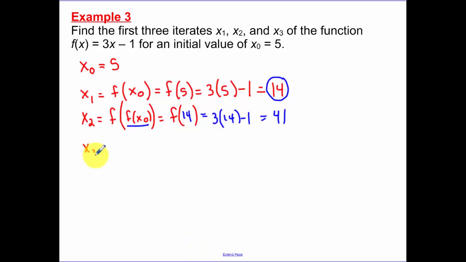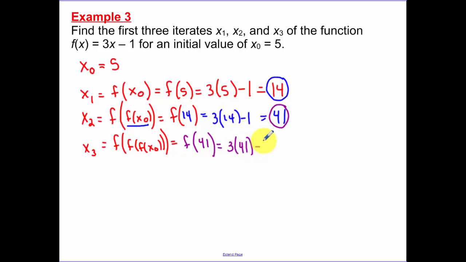So then our third one is f of x sub 2. That's a fancy way of saying this is equal to f of 41. So you need this previous answer, f of 41. So we plug in 41. So 3 times 41 minus 1 is 122. Okay, so that's kind of a short introduction to iterates for you guys.